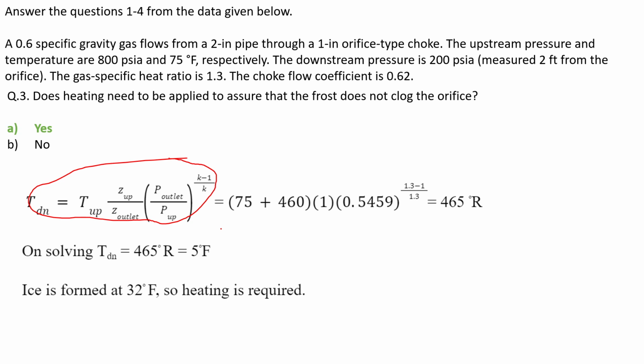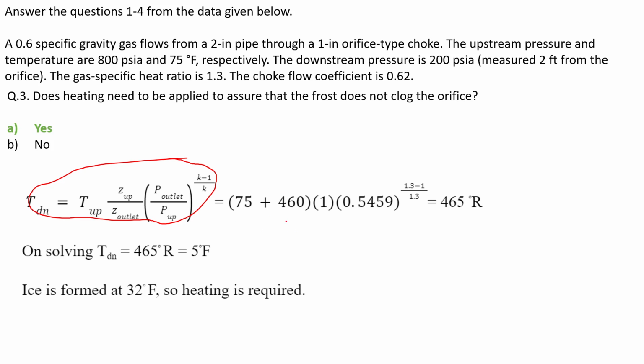As the flow is single phase, we consider the compressibility factor, that is Z, to be equal in upstream and outlet. Hence we take that ratio as equal to one. The K value is known to us. P outlet and P upstream are the values we found in the first question.